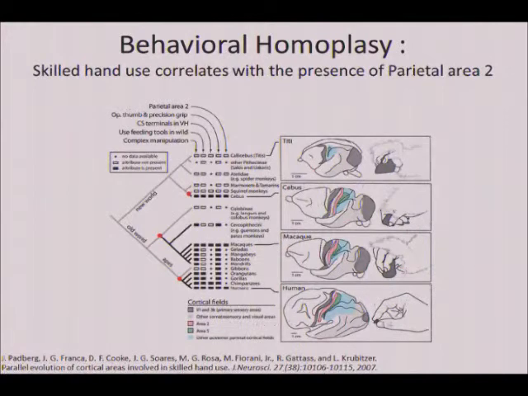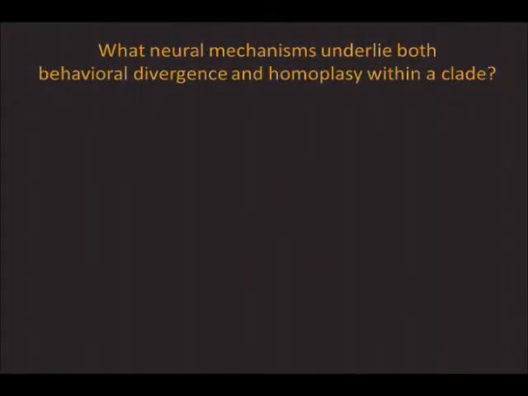Skilled hand use, I'm borrowing from Leah's work again, evolved independently, possibly 3 times in primates, and each time it's associated with the presence of parietal area 2, this pink area in the brain. So these homologous brain areas are involved in independent evolution of behavior, and there's been a tremendous diversity in the types of behaviors. So what neural mechanisms underlie both behavioral divergence and homoplasia within a clade?